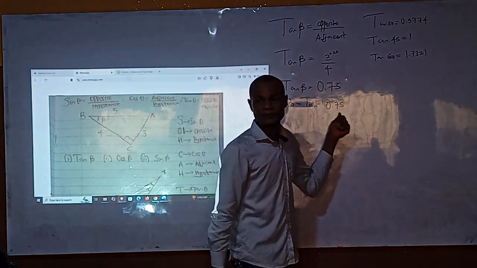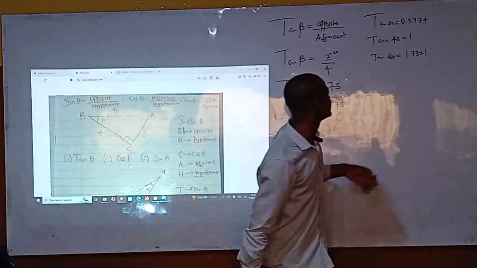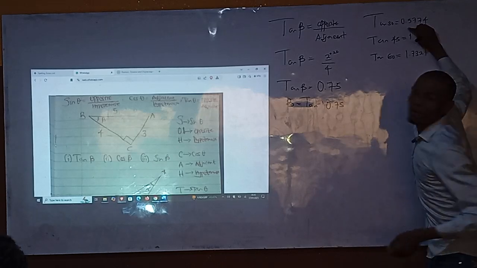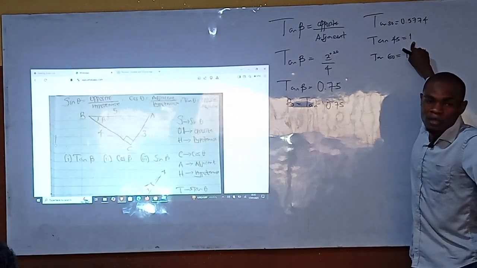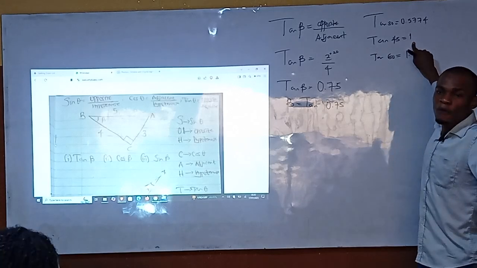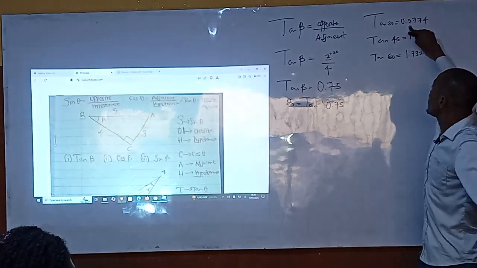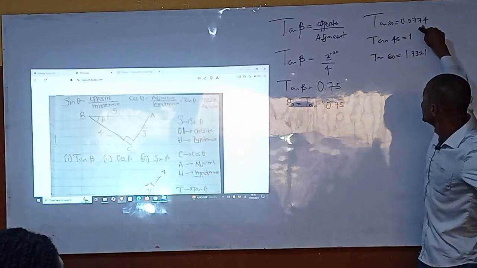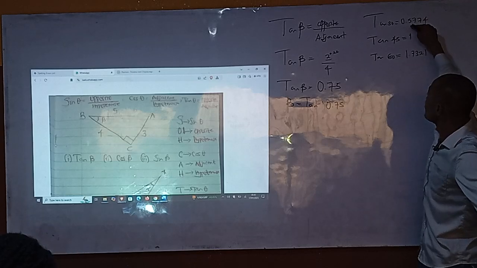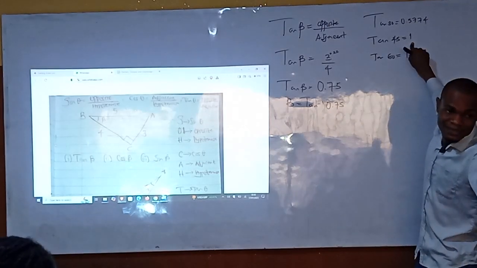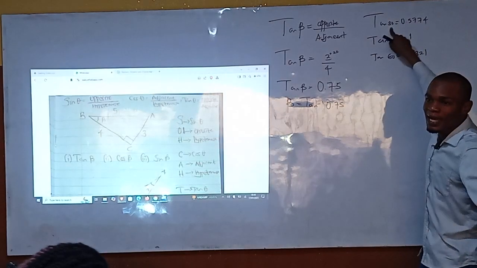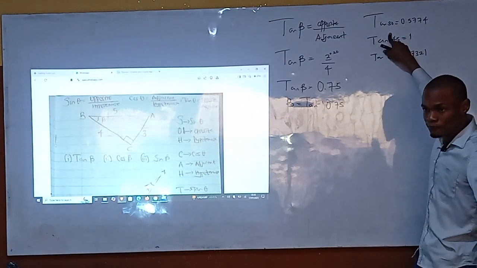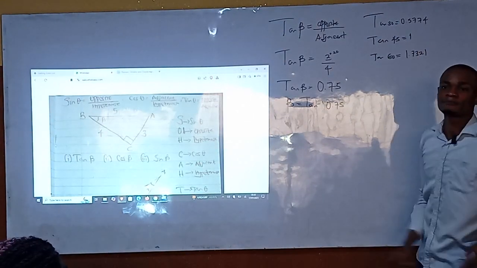Now, this 0.75 is between this 0.5774 and 1. I have to read it out: 0.75 is between 0.5774 and 1, right? So now your answer will be between 30 and 45.